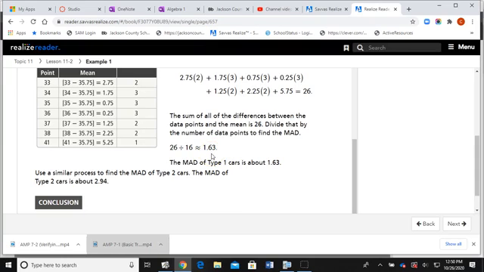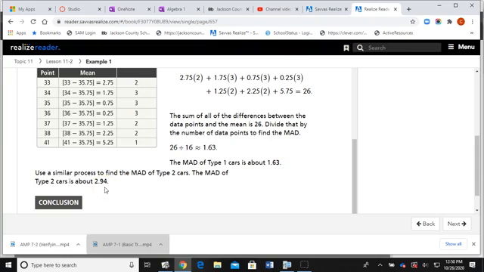Okay? Equal signs. Does anybody know what that little funny equal sign means? Approximately. So we did what to this decimal? We rounded it. Okay? Anytime you see that little squiggly, wavy looking equals, that means it rounded. Okay? So it says use a similar process to find the MAD of type 2 cars. The MAD of type 2 cars is about 2.94.